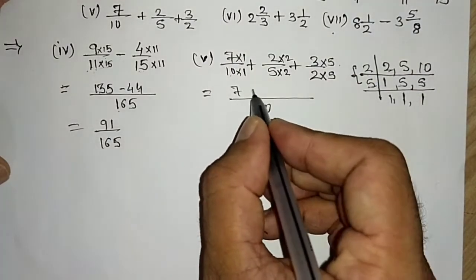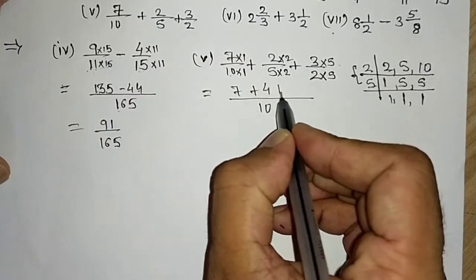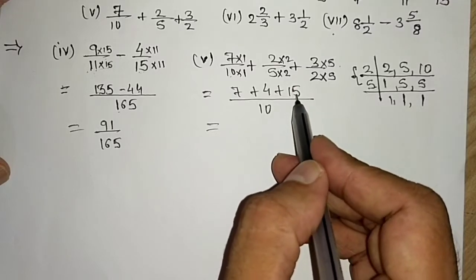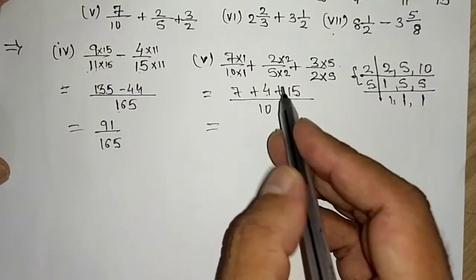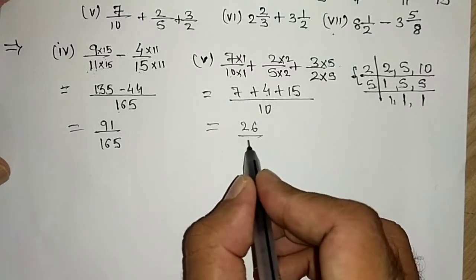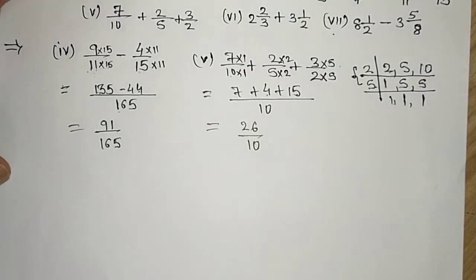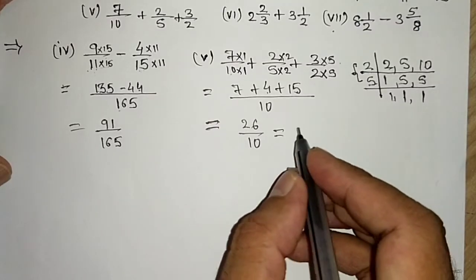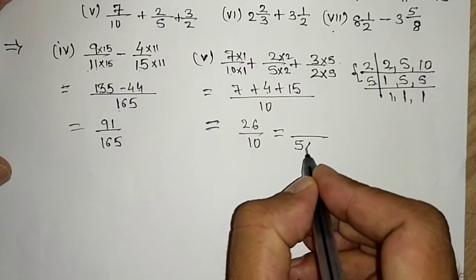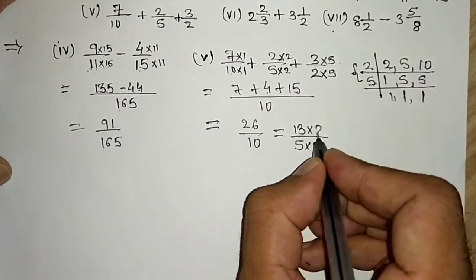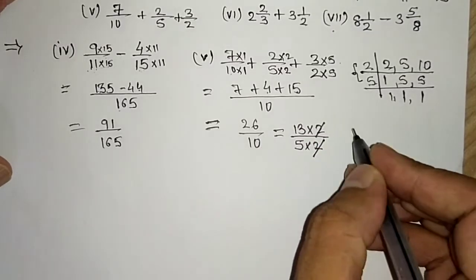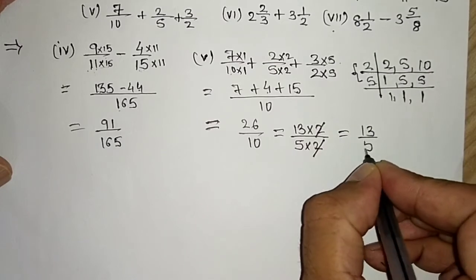So 7 ones are 7 plus 2 2s are 4 plus 3 5s are 15, divided by 10. And now we will add: 15 plus 4 is 19, 19 plus 7 is 26, divided by 10. This will be our answer, 26 divided by 10. But students, here also we can cancel out again. 5 2s are 10 and 13 2s are 26. So 2 will cancel out. So our answer will be 13 divided by 5.